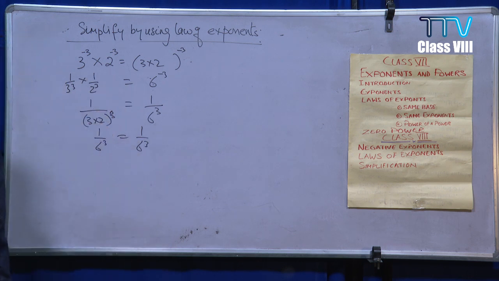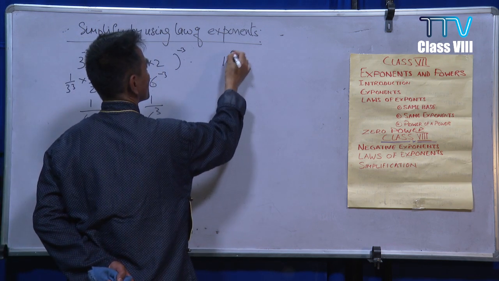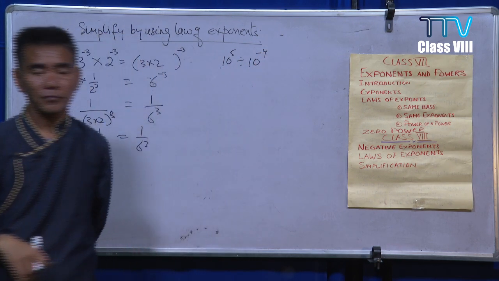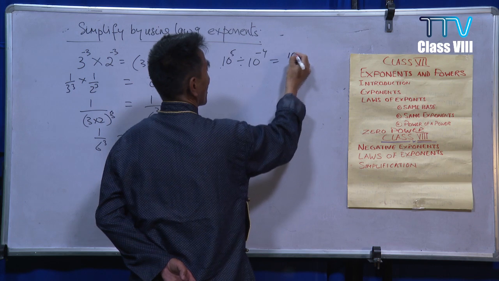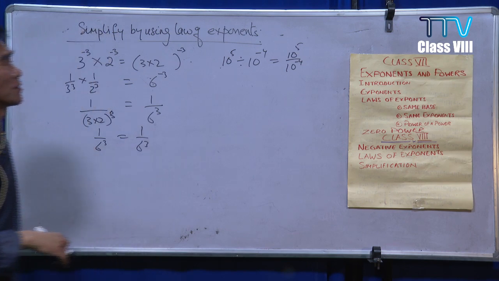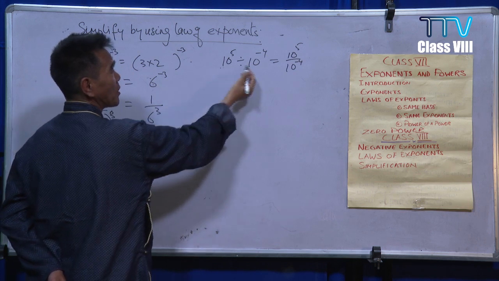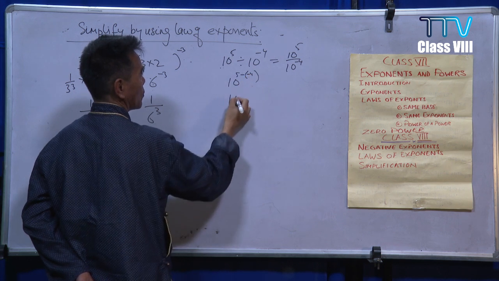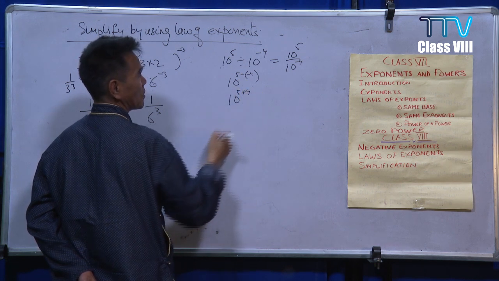For division, the base stays and the powers are subtracted. Divided by 10 to the power negative 4. For division we take the base and subtract the powers: 5 minus negative 4. Now with the sign bracket, the product will be positive.